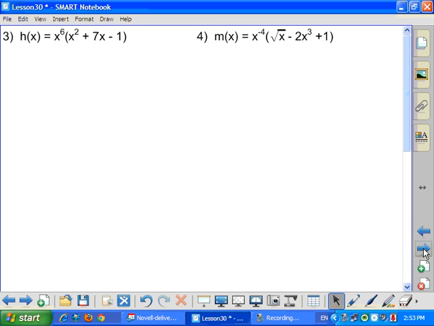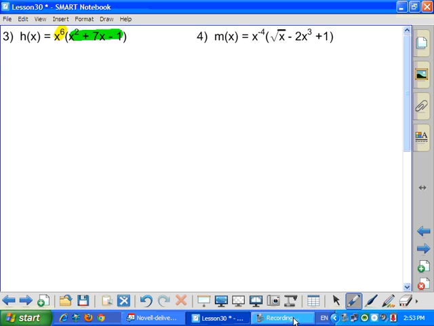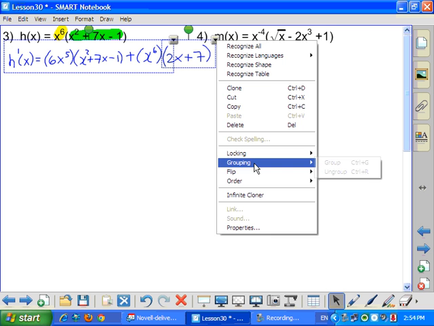Okay, a couple more examples here. Again, we have our first function, and we have our second function. So we're going to take the derivative of the first, derivative of the second, and so on. So h prime of x will equal derivative of the first, 6x to the 5th. Leave that second function alone, plus leave the first function alone, and multiply by the derivative of the second. Derivative of x squared is 2x. Derivative of 7x is 7. Derivative of negative 1 is 0. So there is the derivative of that function h.